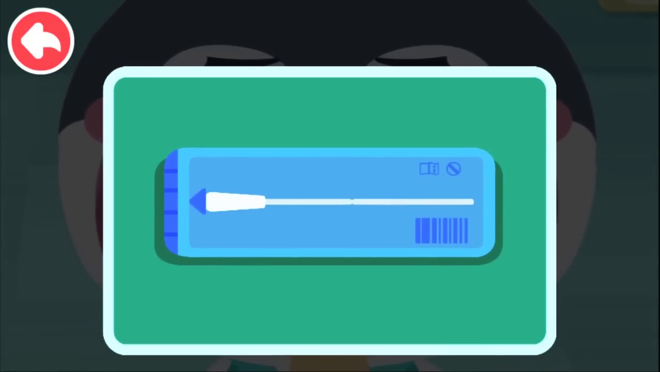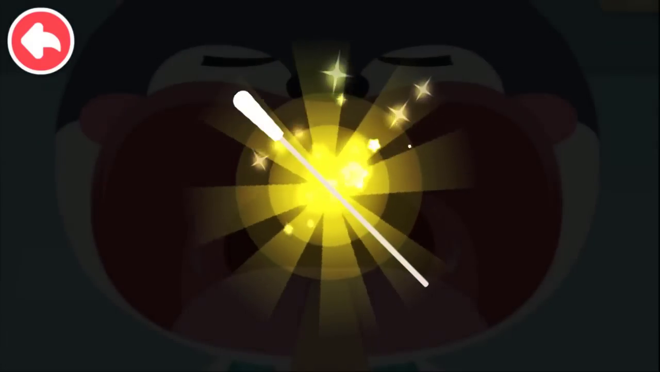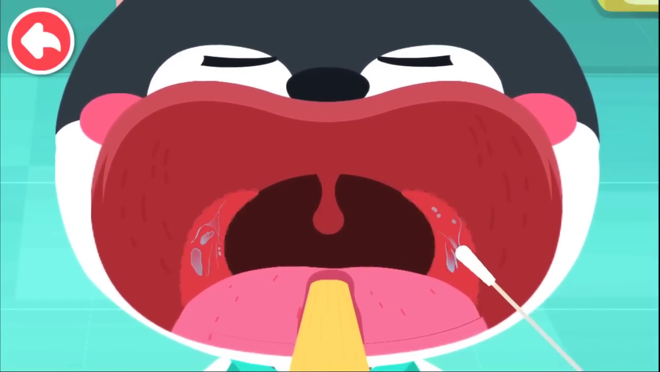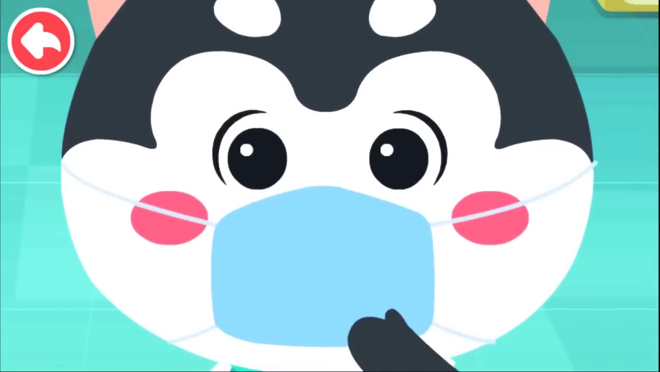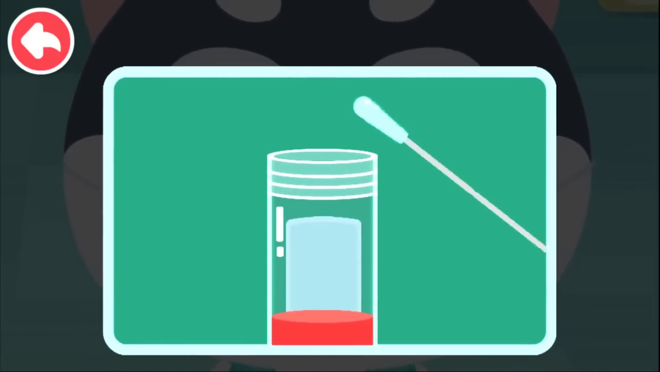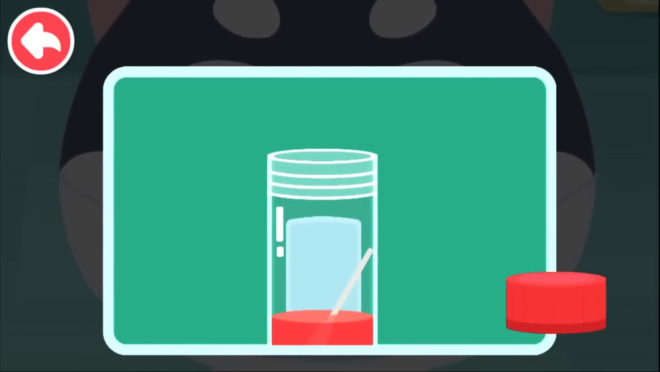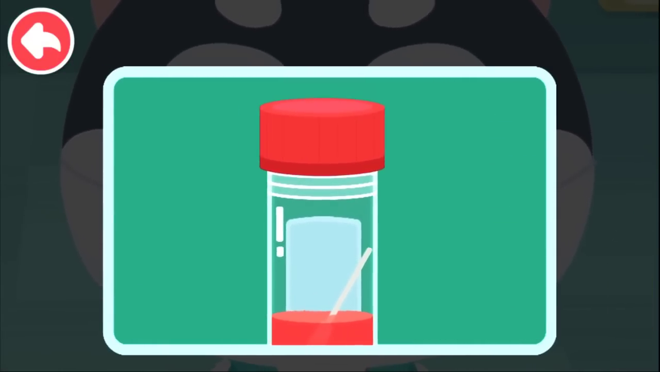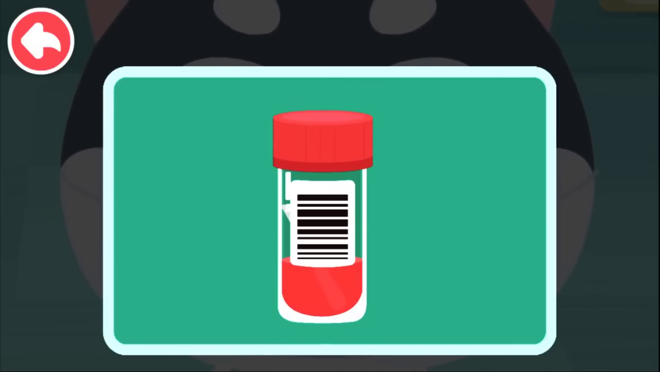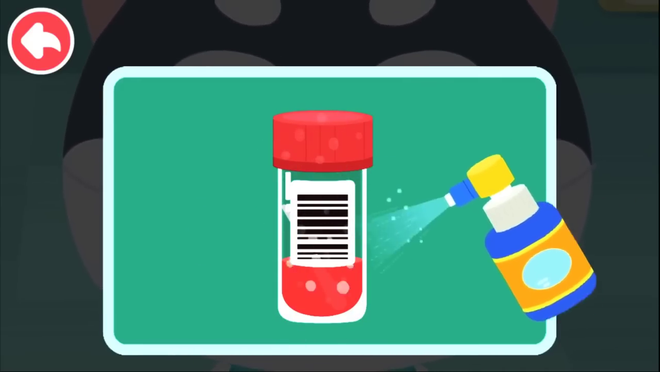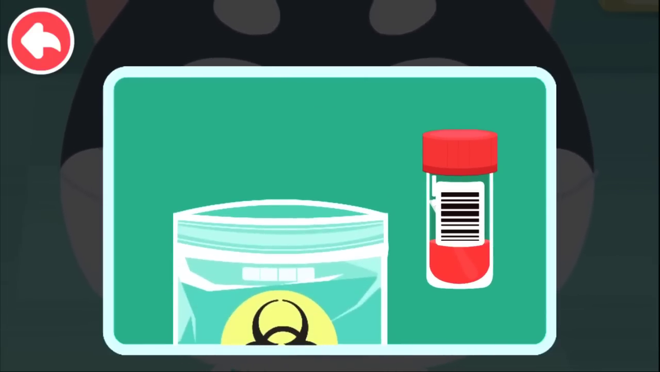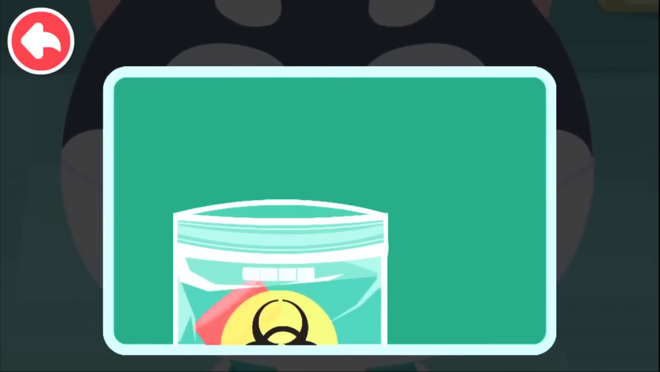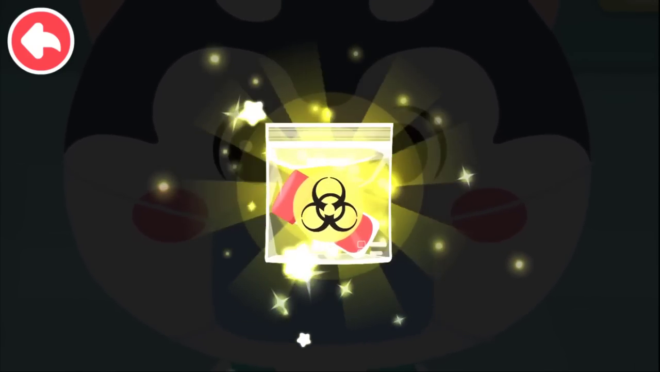Open the package and take out the new swab. Use the swab to get a sample from the tonsils. Store the swab in the test tube. Use the alcohol spray to sanitize the test tube. Sample completed. You can send the sample to get tested.